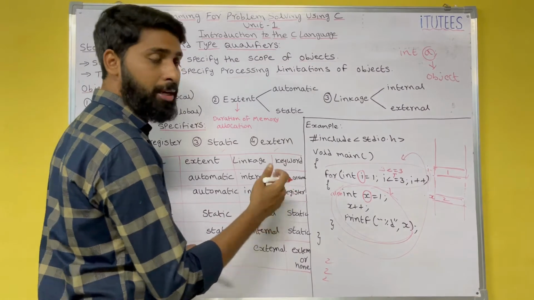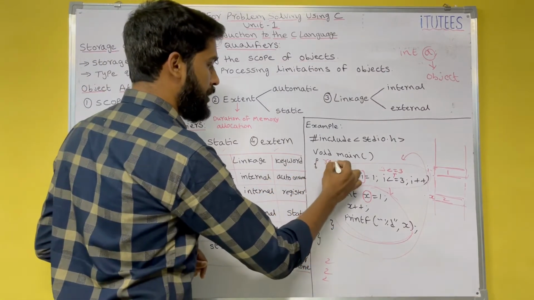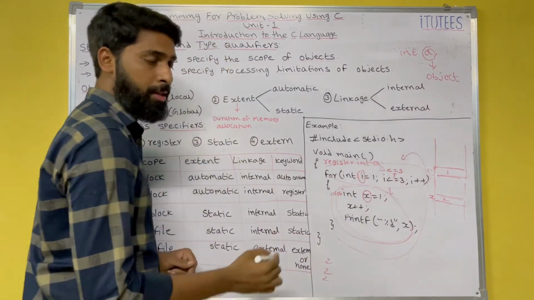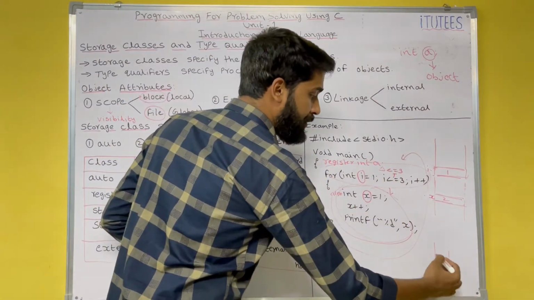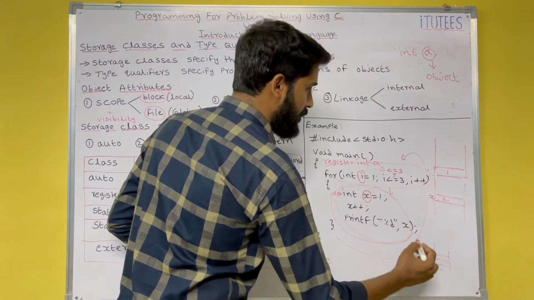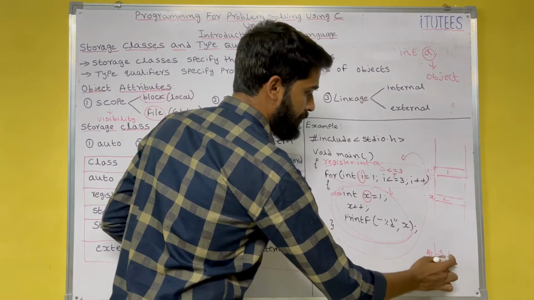How can we declare a register variable? Simply use register int a. Now the memory is allocated in registers. So these are the registers, let us assume. In these registers you are going to store a.